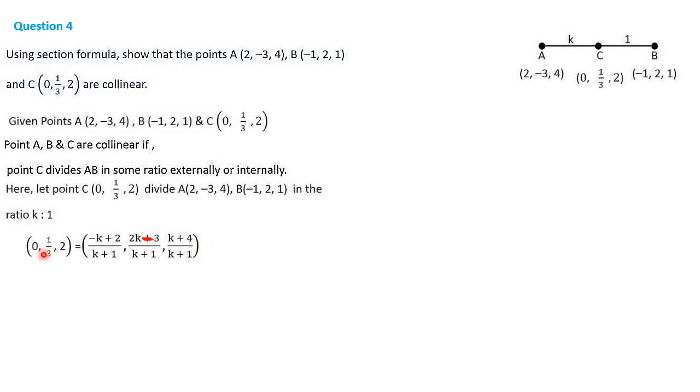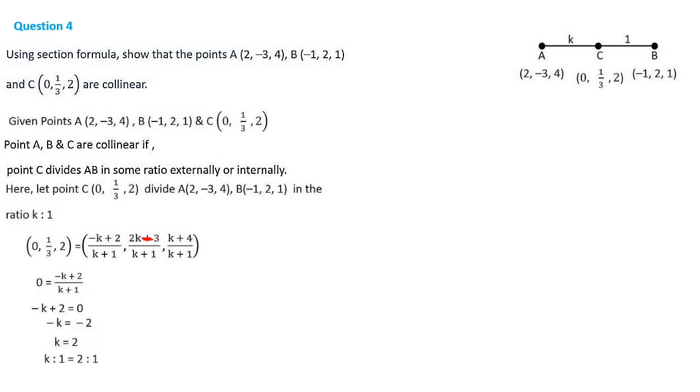Now the coordinates are ready. These ordered triplets are ready now. So these triplets are equal means their corresponding coordinates will be equal. The first one is 0, and here it is this one, so these two we can equate. 0 is equal to minus k plus 2 by k plus 1. When you cross multiply, minus k plus 2 is equal to 0 into k plus 1, that is equal to 0. So minus k is equal to, taking this plus 2 to the right side, it comes as minus 2. So k is equal to 2.